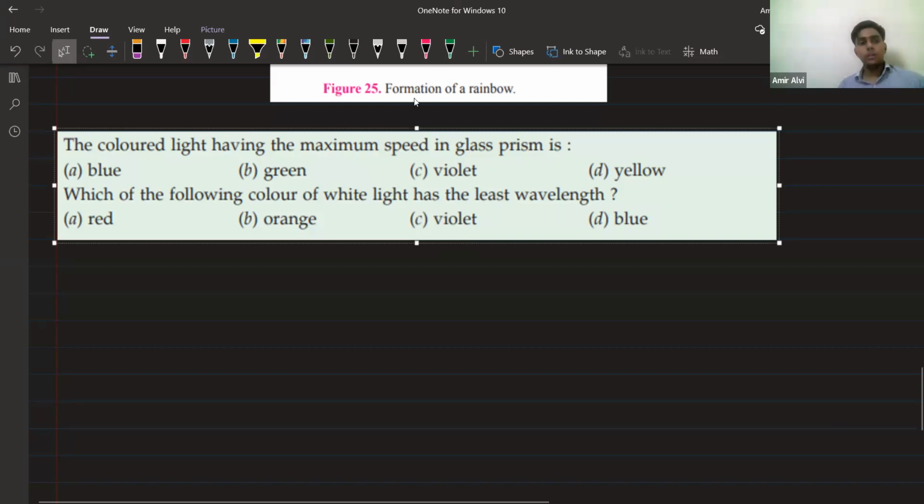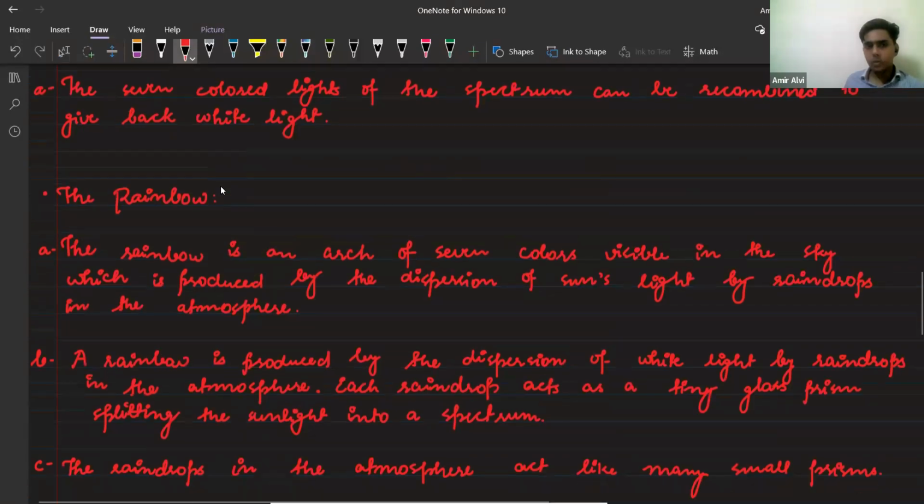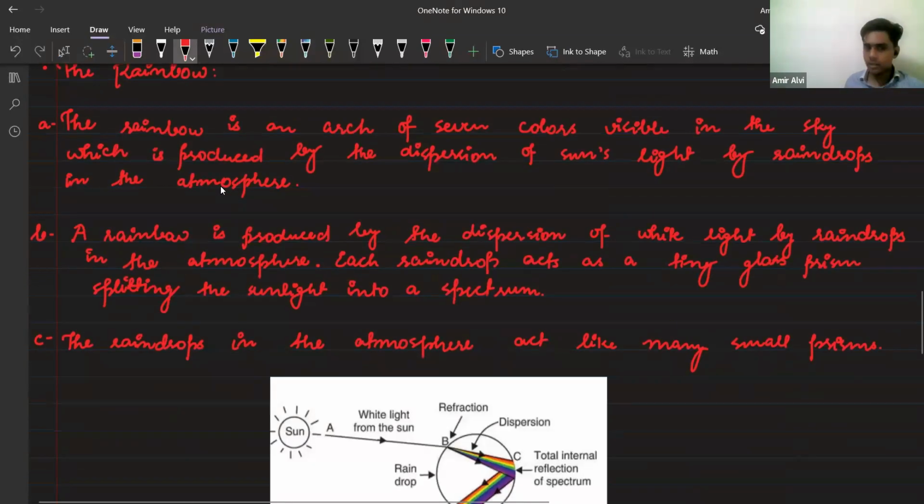Okay, so Zainab said violet and the second one is red. Okay, Mariam, I have started, I've just taught the rainbow part. This class is recorded, so please go and check out the recording after the class.